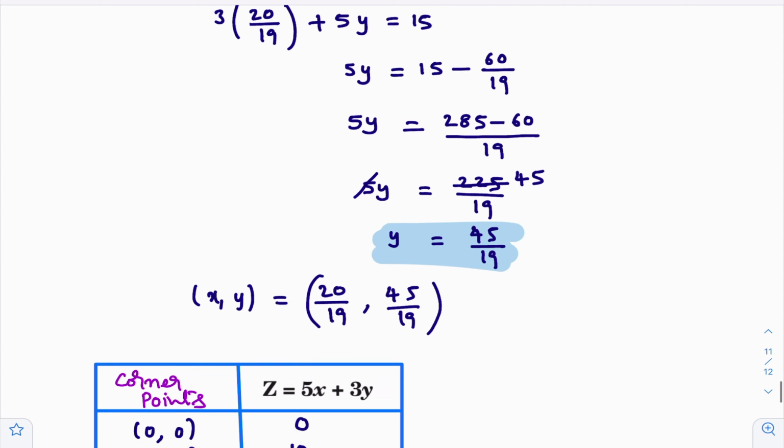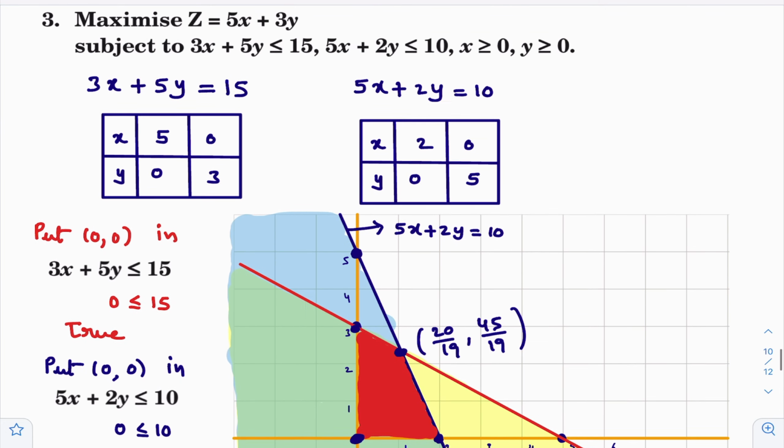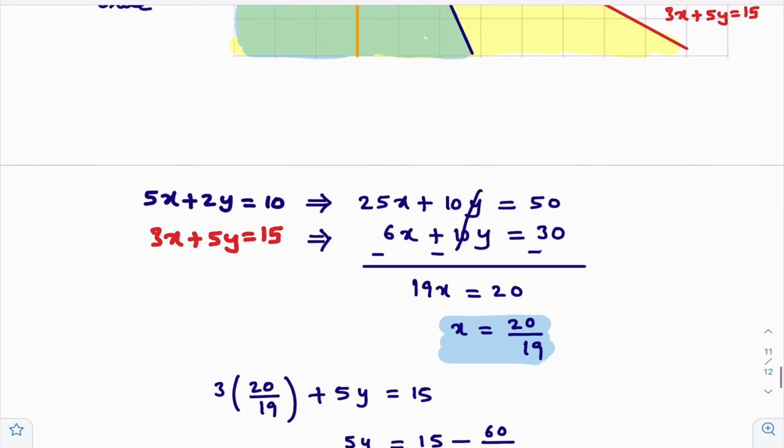Hence, we solved this linear programming problem graphically. I hope you understand the solution of this problem.